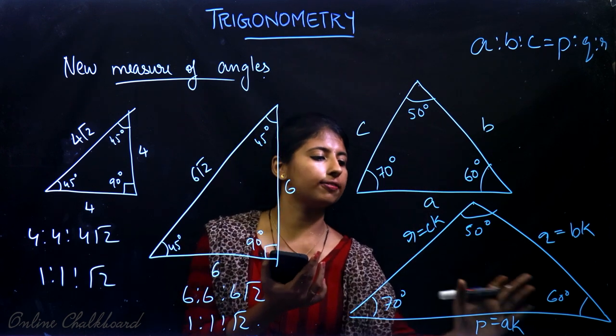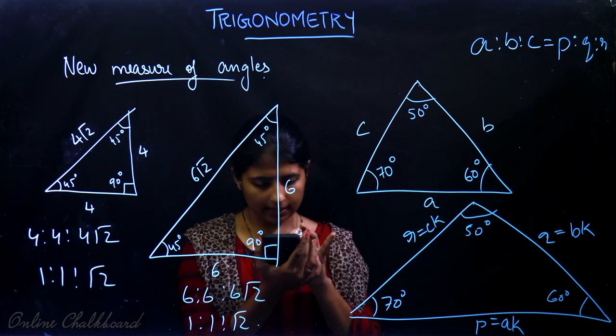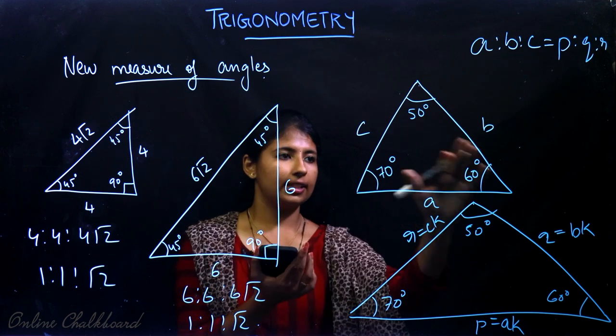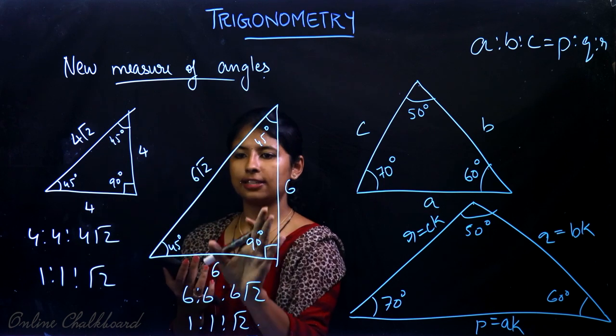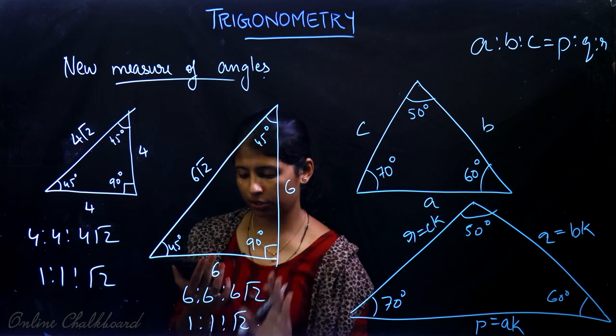These are triangles of different sizes. The lengths of the sides are different, but the ratio is the same. The size is different, but the ratio is the same.